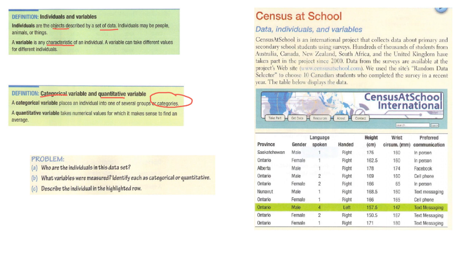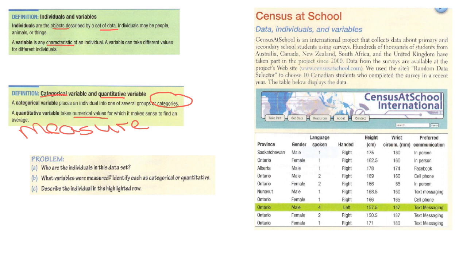A quantitative variable is going to take on a numerical value. Basically, a quantitative variable is something that you can measure. Height would be a quantitative variable. Weight would be a quantitative variable.